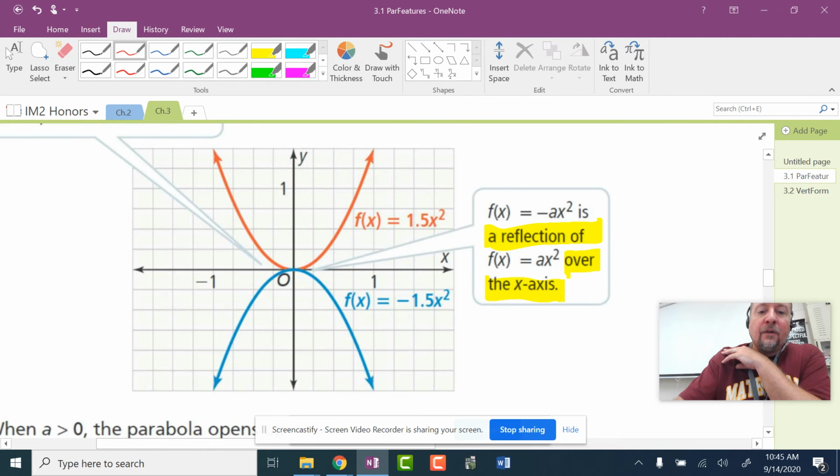Very simple to do. I always like plugging in 1. 0 squared is still 0, 0 times 0.5. This is not the parent, right? That's a vertical stretch of 1.5, just a little bit. 1 squared is 1, but 1 times 1.5 is 1.5. So it got pushed up a little bit. -1.